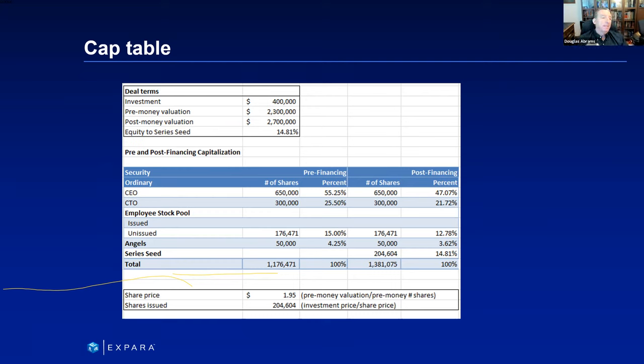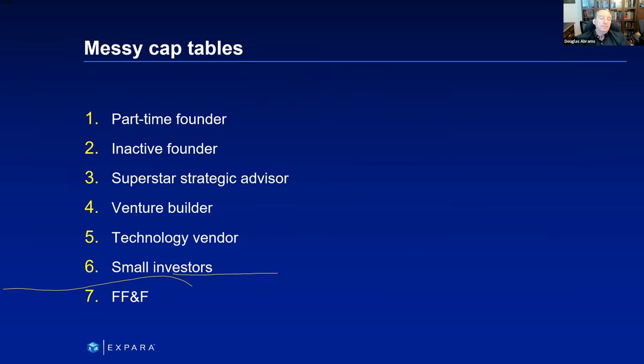So you should strive to have a cap table that looks like this, or as close to this as possible, when you go out for your first post-angel or post-seed funding round. Now, what are the most common mistakes that startups make in their cap tables? These are seven of the most common factors that I define as messy cap tables.